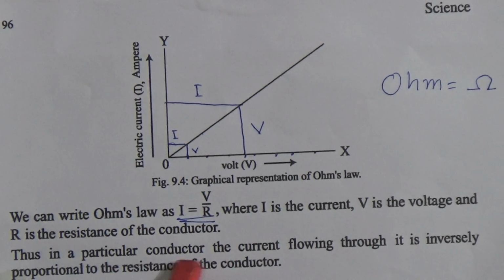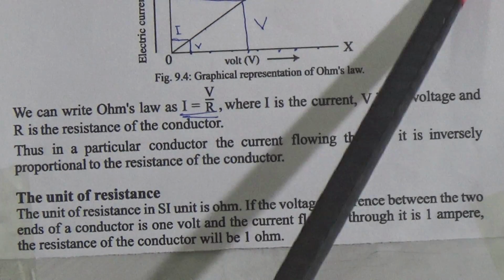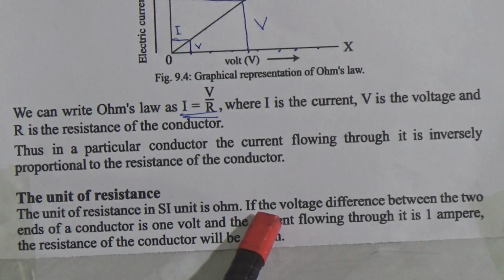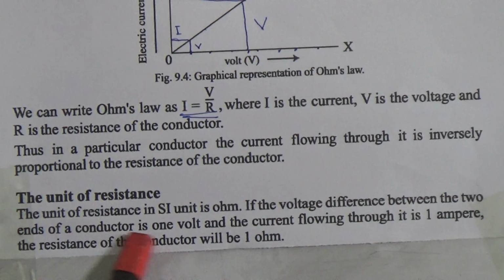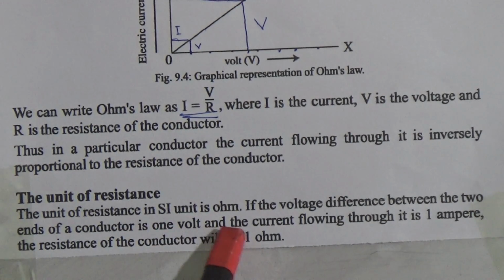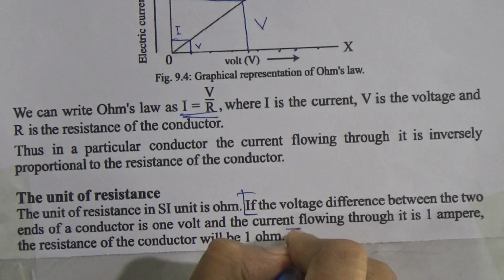Thus, in a particular conductor, the current flowing through it is inversely proportional to the resistance of the conductor. Now come to the unit of resistance. The SI unit of resistance is Ohm, that I have shown here. If the voltage difference between two ends of a conductor is 1 volt and the current flowing through it is 1 ampere, the resistance of the conductor will be 1 ohm. This is the definition of ohm.